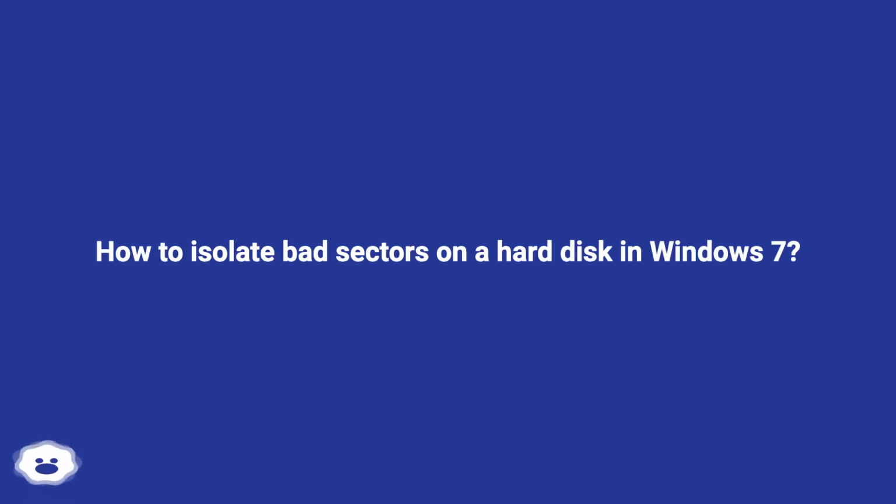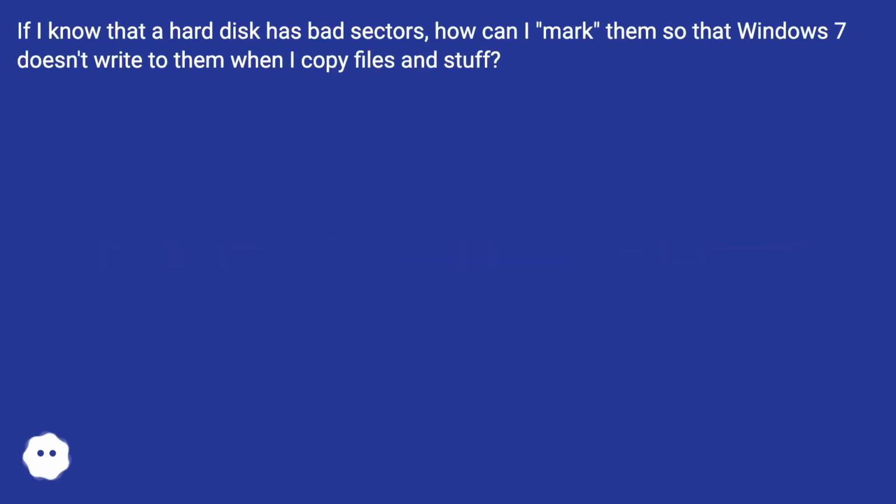How to isolate bad sectors on a hard disk in Windows 7? If I know that a hard disk has bad sectors, how can I mark them so that Windows 7 doesn't write to them when I copy files and stuff?